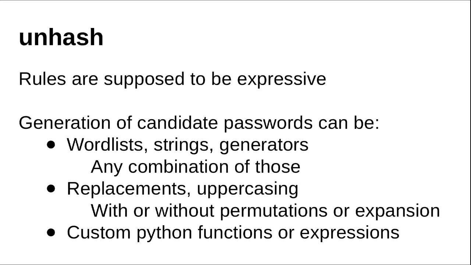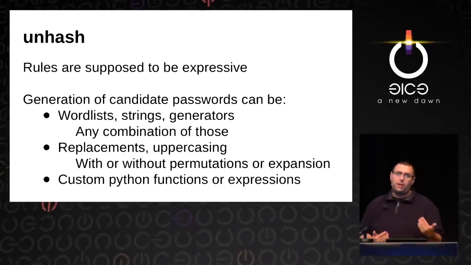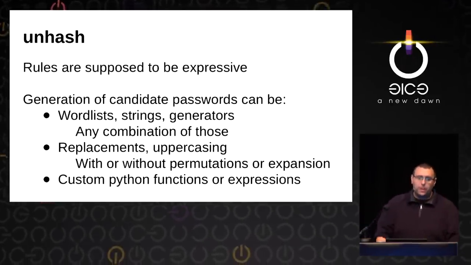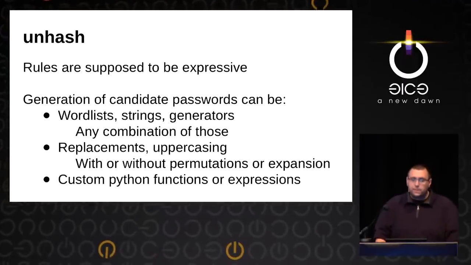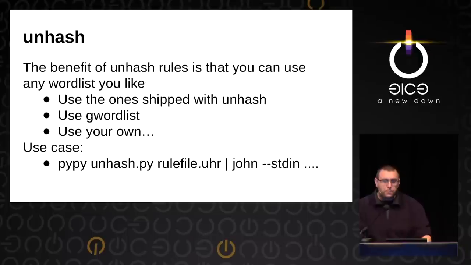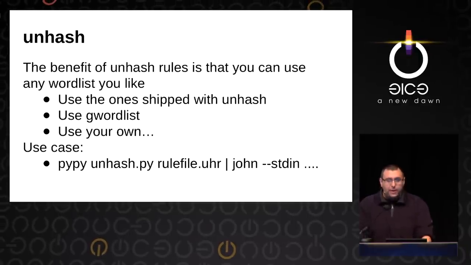You can add replacements, you can add uppercasing with or without permutations. For instance, if you want to have a password, and if you want to change S to 5, will you change all S's? Will you change none? Will you change only the first one or only the second one? If you want to permutate, you don't have to write multiple rules to describe such a process. You just have to say one flag and it will permutate to all possible permutations of replacements. And also you can write your own Python functions or expressions.